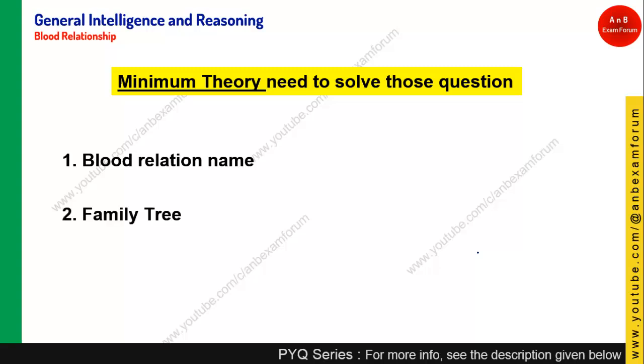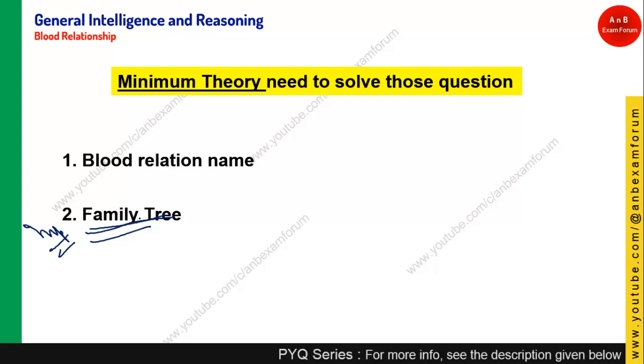And the second and foremost important is the family tree. This is very important. This is the crux of solving these questions. You should be able to make a family tree for each type. Unless you make a family tree, it is very difficult.